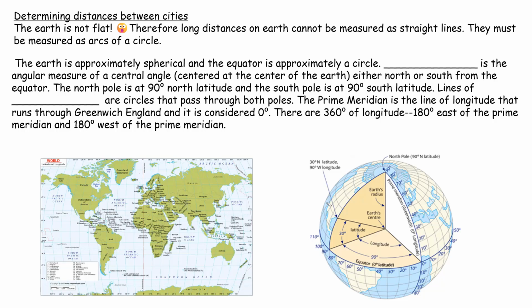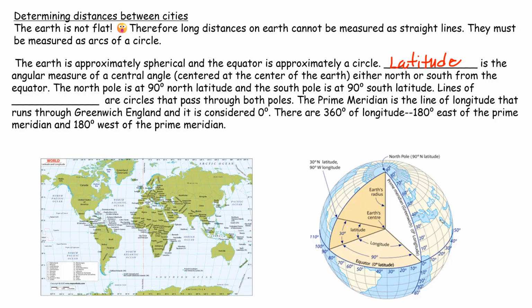All right, so determining distances between cities. The Earth, you may know, is not flat. Therefore, long distances on Earth cannot be measured as straight lines. They have to be measured as arcs of a circle because the Earth is approximately spherical and the equator is approximately a circle. So latitude is the angular measure of a central angle centered at the center of the Earth, either north or south from the equator. The North Pole is at 90 degrees north latitude and the South Pole is at 90 degrees south latitude.